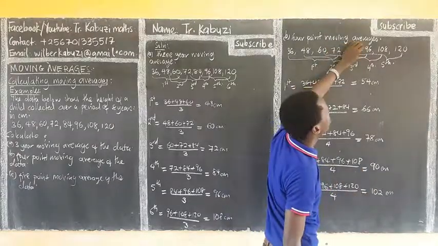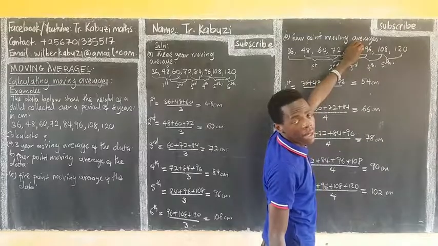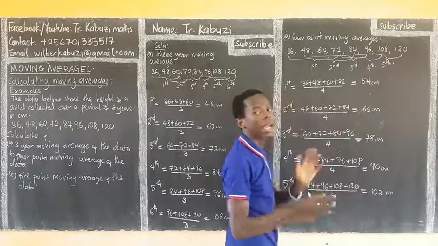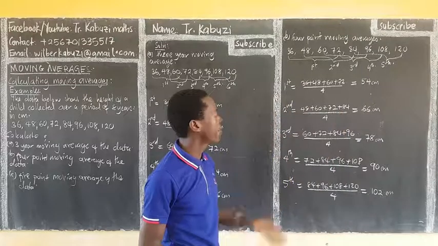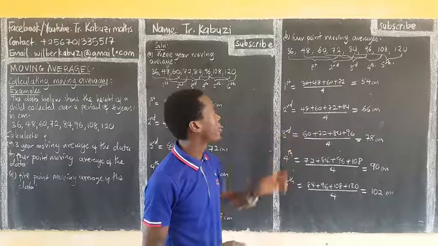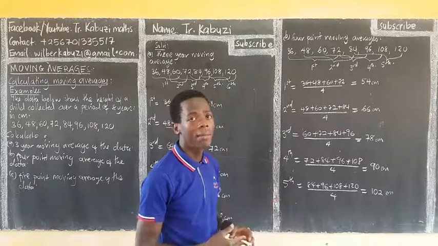Now when I cover this one, I'll be having 3, which can't make a set of 4 items, so that's where I stop. I can't go any further, because the sets have to be 4. So that's how you get the moving averages.